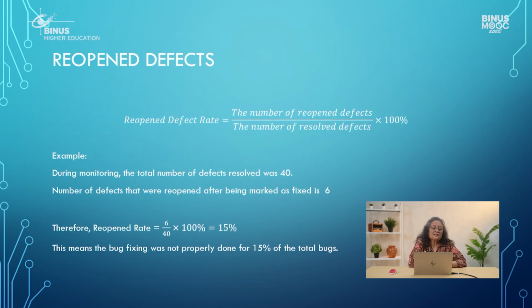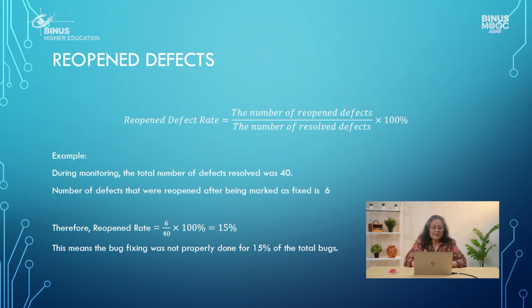Another metric for maintainability we can see is reopened defects. Let's say a defect has been fixed and it's already closed. But then we found that it is not properly fixed. So we need to reopen the defect. This is what we mean by reopened defect. The reopen defect rate can be calculated from the number of reopened defects over the number of resolved defects times 100%. Here's an example.